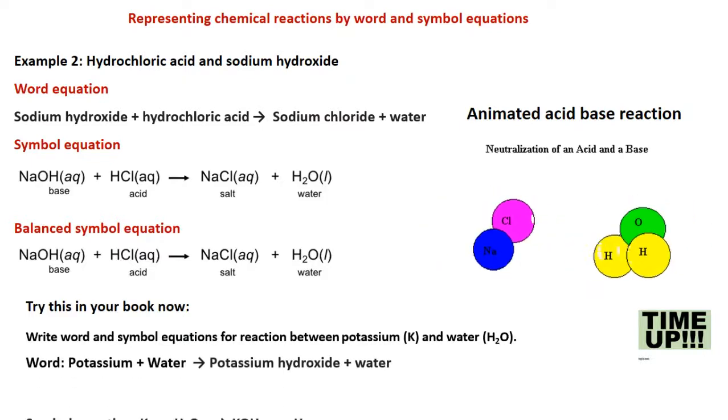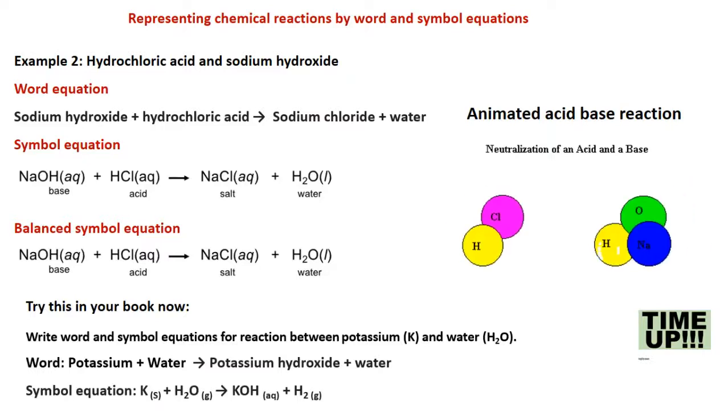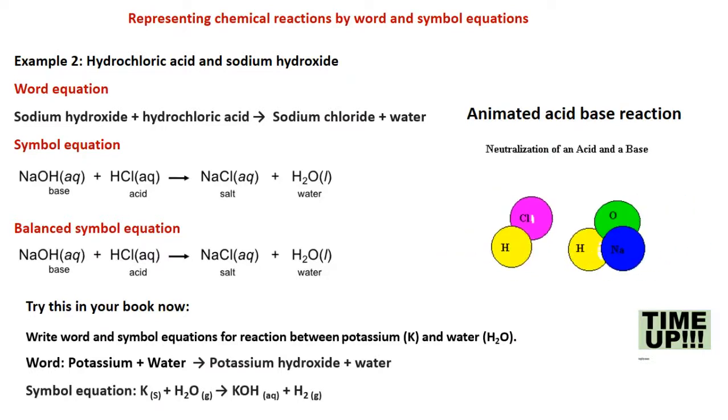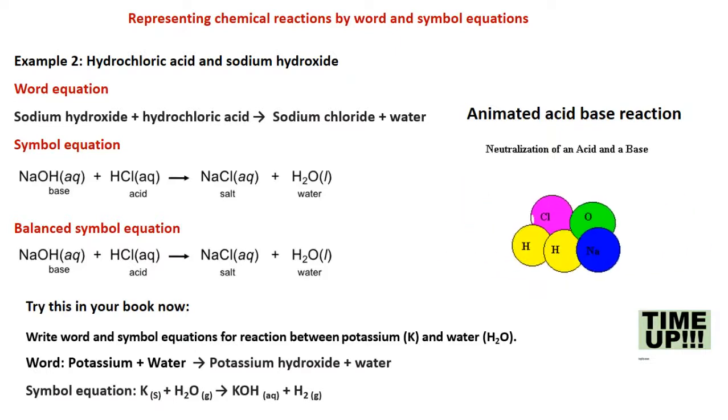Okay, so I'll put the answers on the board. So word equation: potassium plus water will give you potassium hydroxide and hydrogen gas. Sorry, it's not plus water, it's plus hydrogen gas. So change the water there to hydrogen. It shouldn't be water, it should be potassium hydroxide plus hydrogen, not plus water. So change that to hydrogen.